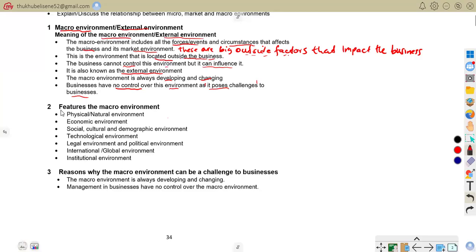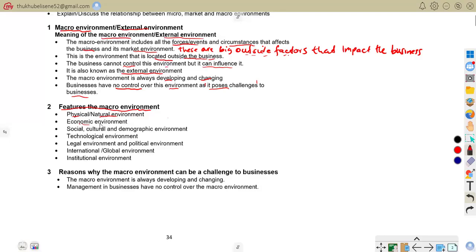Let us move on to the features of the macro environment. The first one is the physical or natural environment. When we talk of the physical or natural environment, we are talking of natural resources, climate, pollution, and so on. For example, water shortages that affect farms. Water is part of the natural environment.